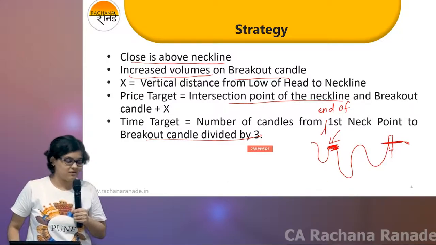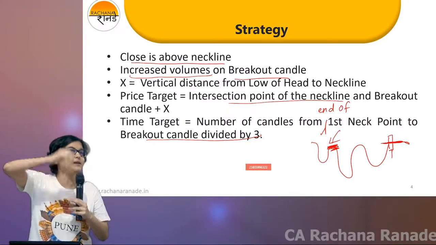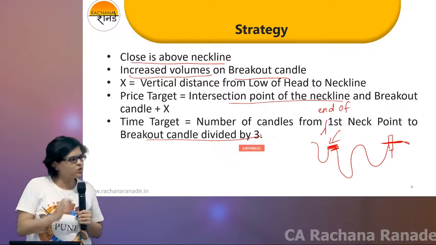Sometimes it could be a very big green candle or a very big red candle. Then it becomes which point or which price target out of this. So always intersection.